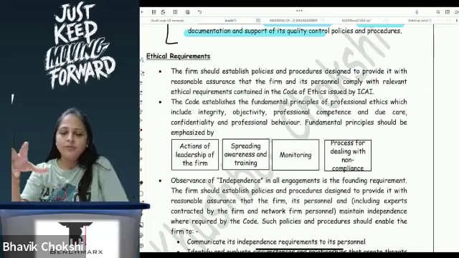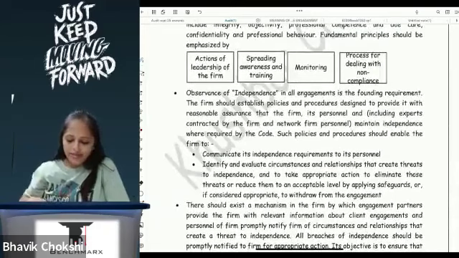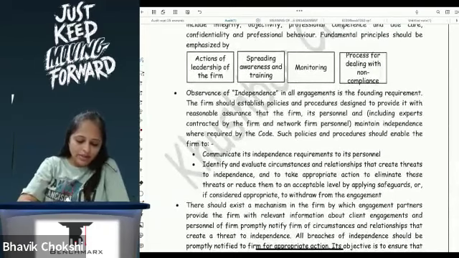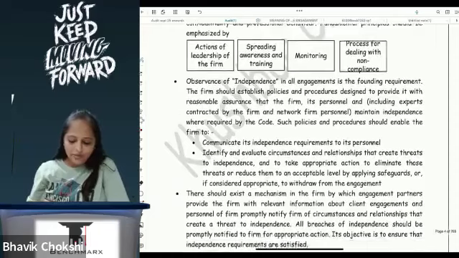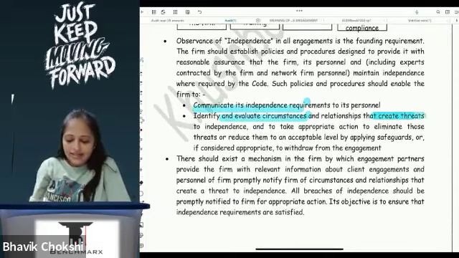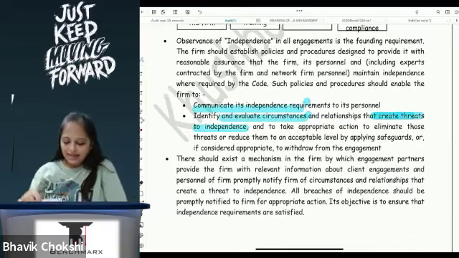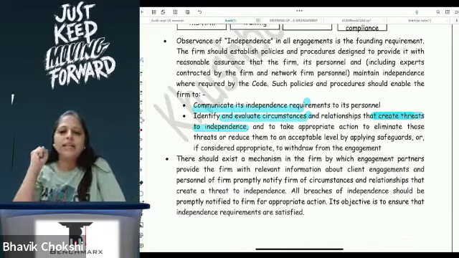Similarly, even the smaller firms ensure that independence is maintained, and that the views given are not biased views, correct? So independence is one of the most important things that the firm has to maintain in order to ensure that unbiased views are given. So it has to communicate its independence requirement, and evaluate and identify circumstances that create threats to independence. If it is creating threats to independence, then in that case you will have to withdraw the engagement.